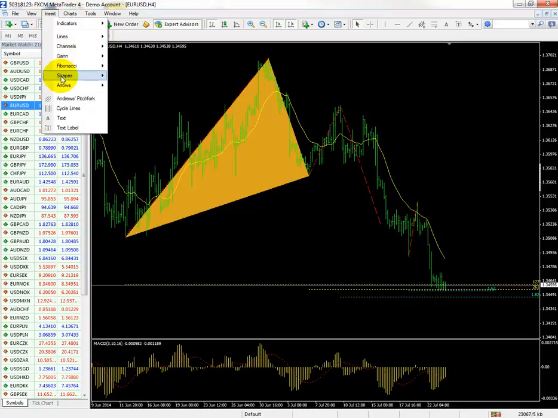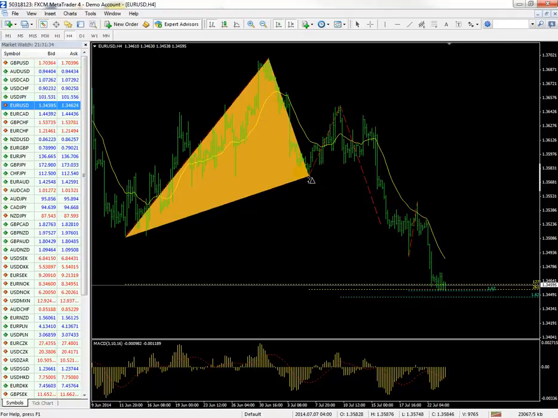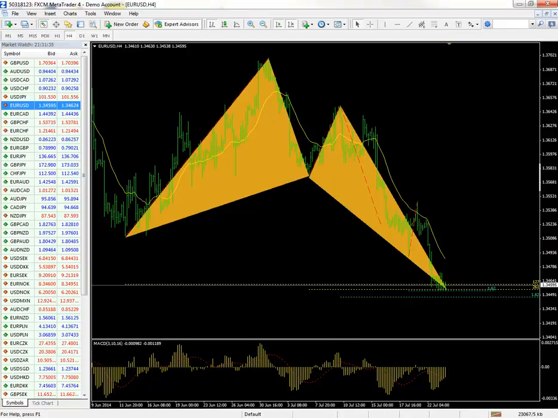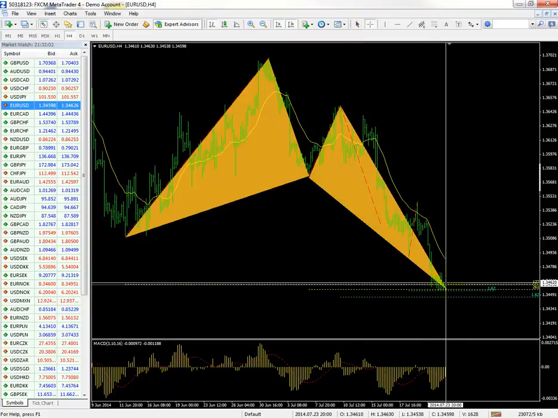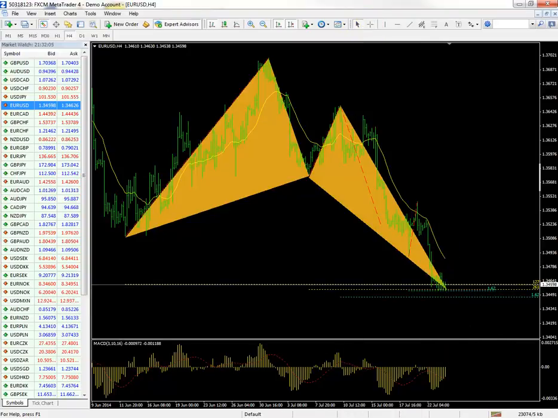I'm going to insert shapes triangle here, here, here. Here's your X, here's your A, your B, your C, your D. D's down here. So we know this whole zone is a good area to pay attention to for support. Should this market start to get back above this zone, it looks like it's trying right now, we can see that the potential for upside is great.